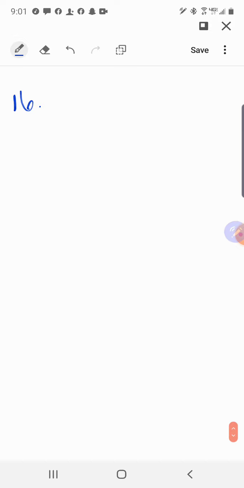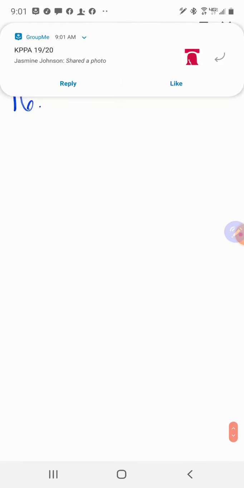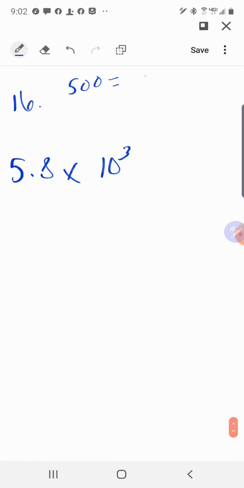So the first thing that I'm going to do is I'm going to write down what the whole entire campus did, which was 5.8 times 10 to the 3rd. And now I'm going to write 500 in scientific notation. So up here, 500. I got to put the decimal after the 5. 5 times 10. How many zeros are there? 2.